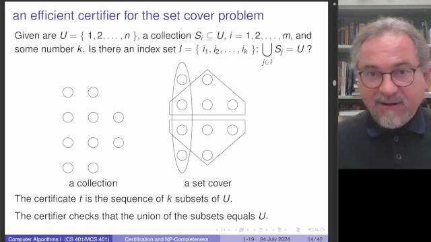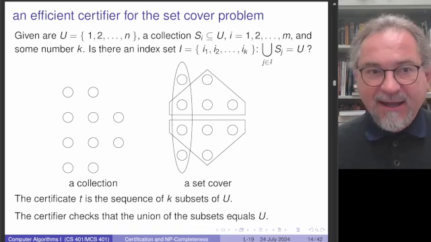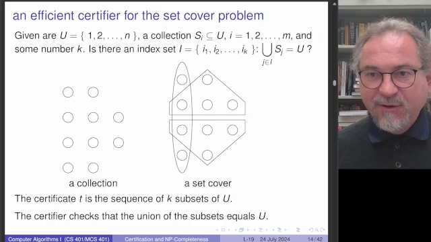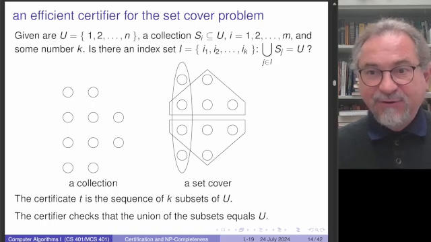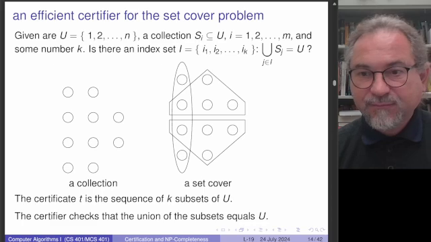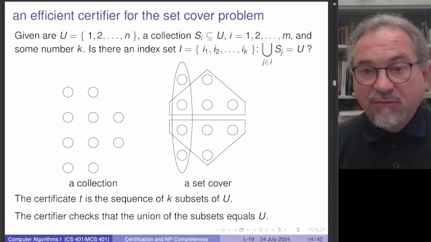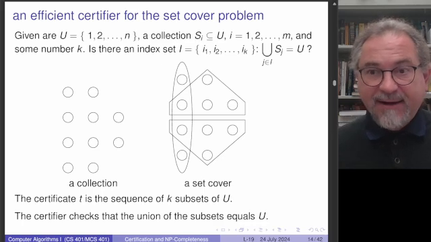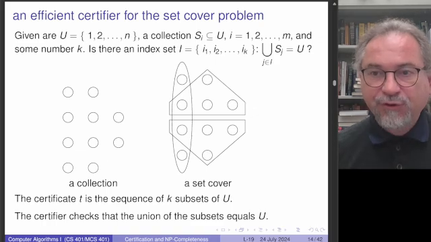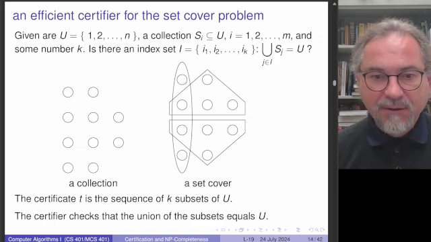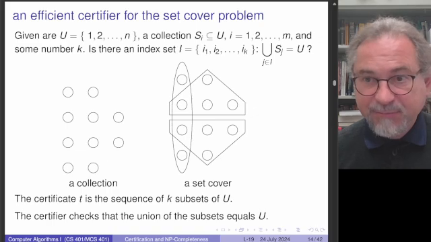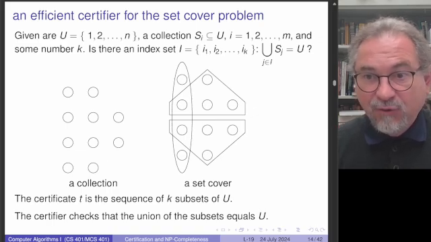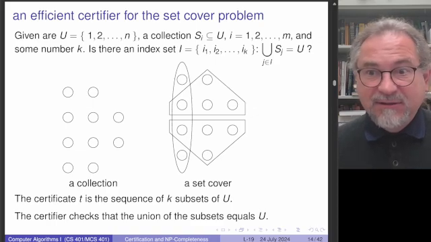So there are at most n elements in every subset. So you add them to the accumulator, and at the end you check whether you have the universe. So in the worst case, this could be again quadratic. So it is just a very straightforward union operation. We have an efficient certifier, so that means that this problem lies in NP, even though we don't really know if there is an efficient algorithm to solve this problem.